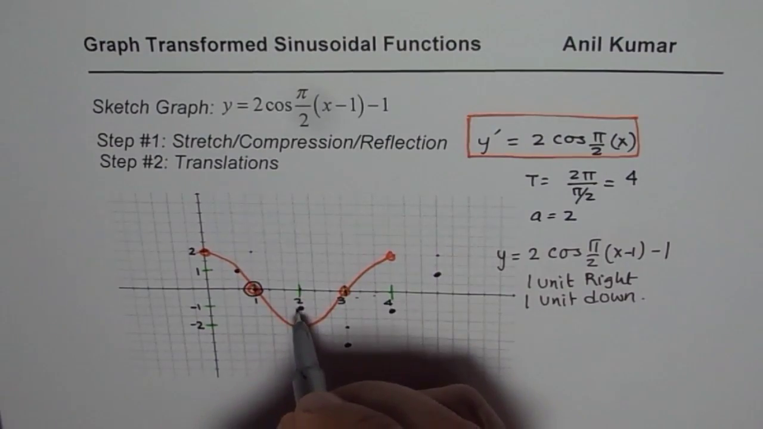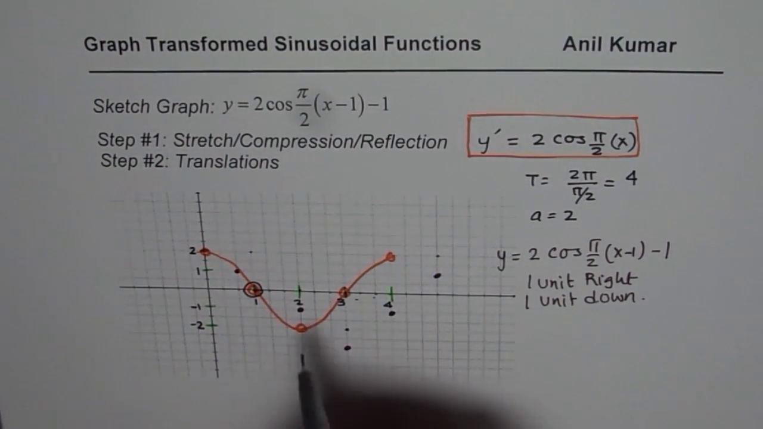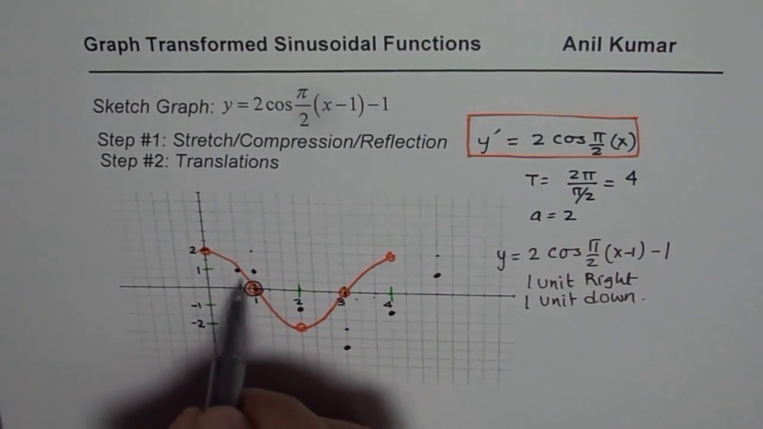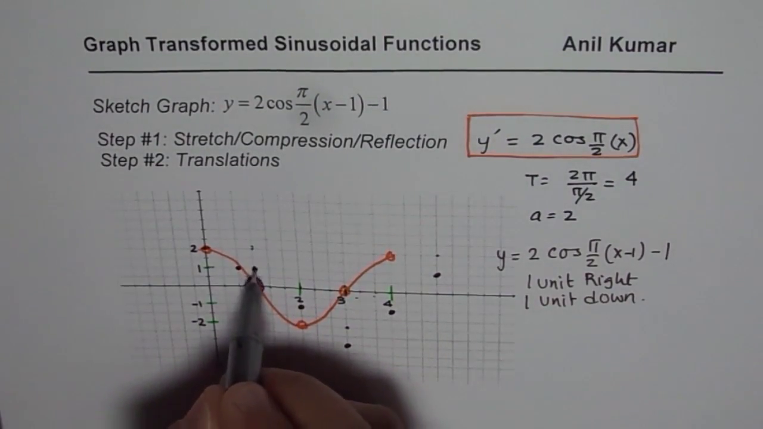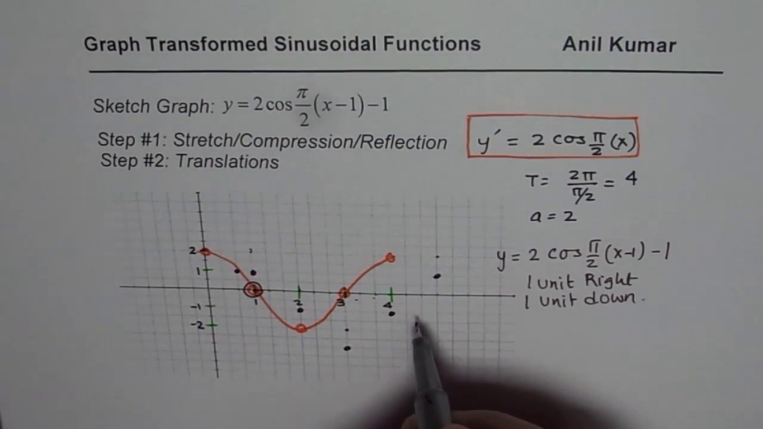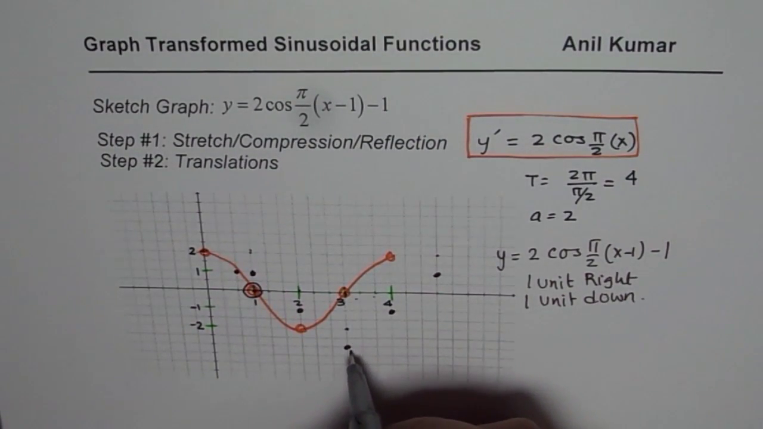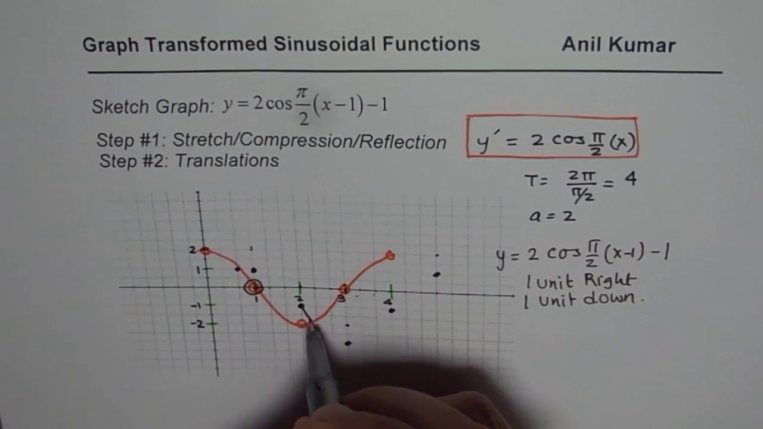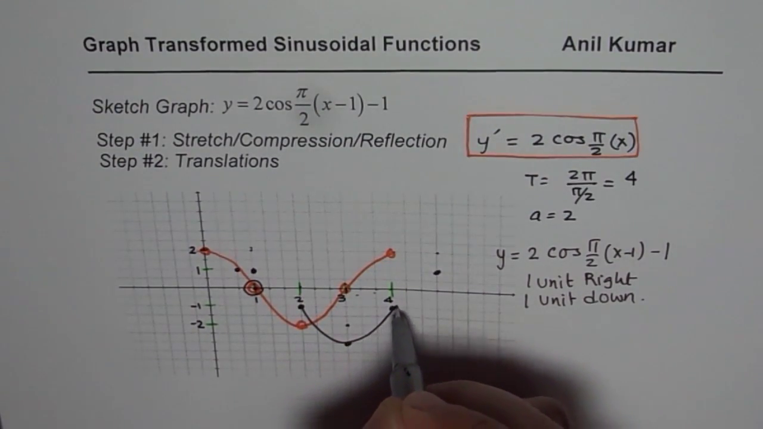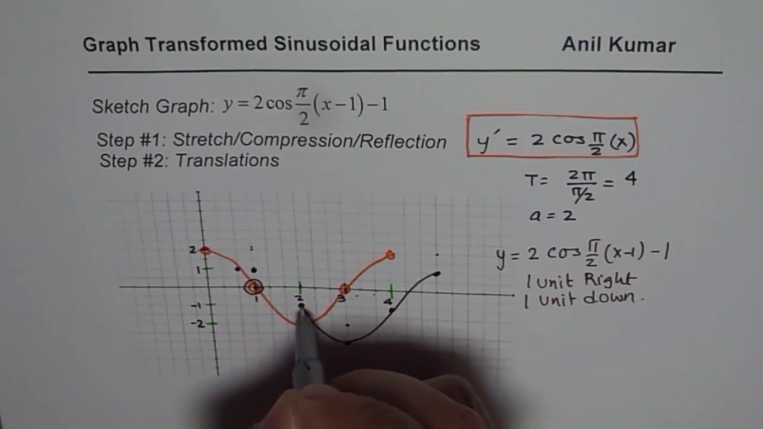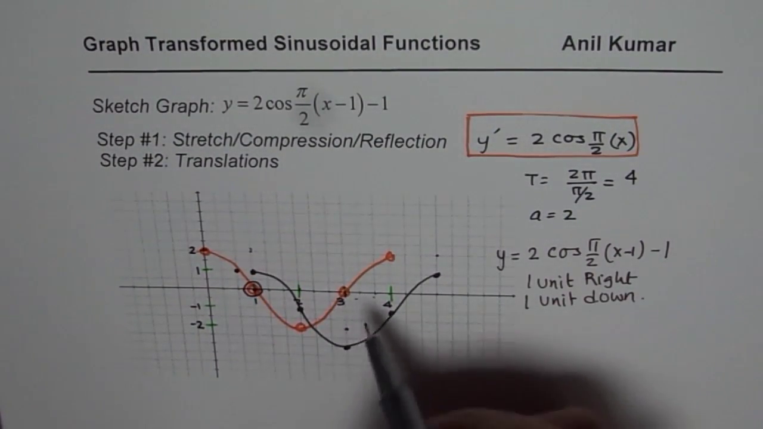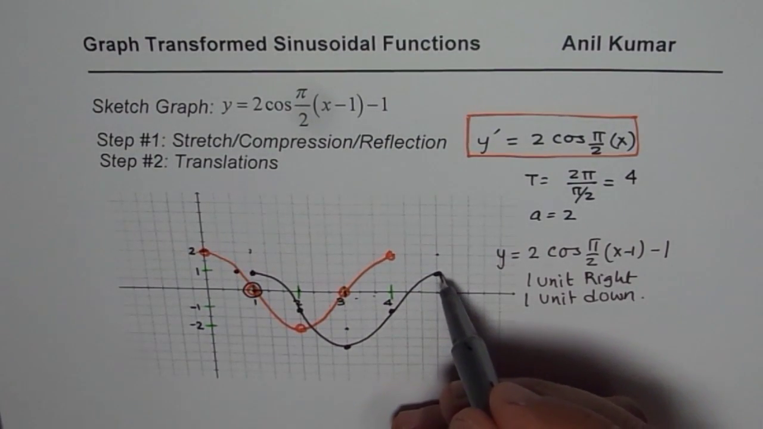So we can now connect these points and get our graph. This one actually is here, this is the wrong point. 1 unit right and 1 down brings it to this place. So let us connect these points to get the final graph for our function. So what do we have here? We have a cosine function, kind of like here. Do you see that? So that is the cosine function.